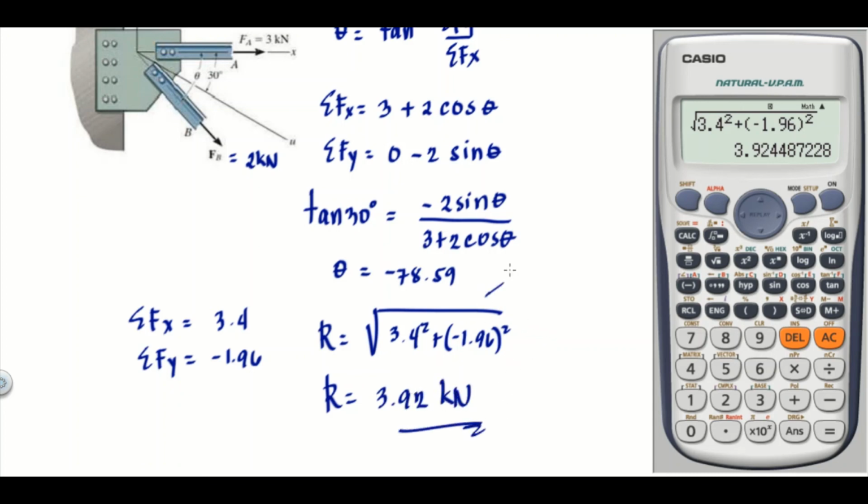And the angle is 78.59. Okay? So, ganun lang. Now, pwede mo rin itong i-double check using parallelogram law, and then triangular rule, then law of cosines, and law of sines. Okay? Pero hindi na natin siya gagawin. Pwede mo siyang i-try. Okay?